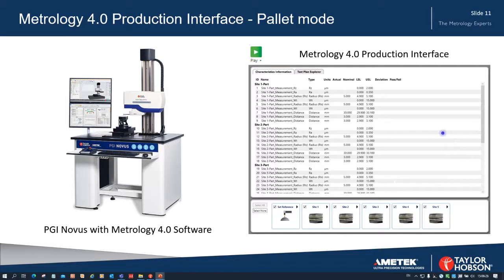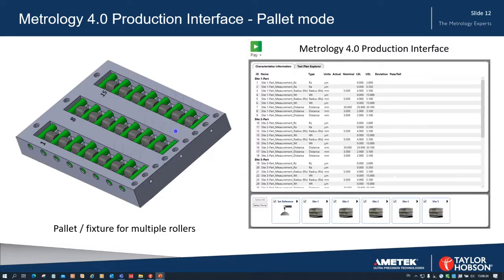And we're running it in what's called palette mode, and that means that we can arrange for it to deal with a set of parts. So we've got a set of parts on the left there, multiple parts, and each of these is indicated site 1, site 2, site 3, all the way, in this case, just showing 5 sites. We can select or deselect these sites, so we can choose which ones to measure. We can put different parts in different positions if we want.